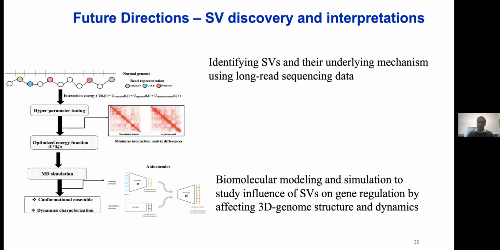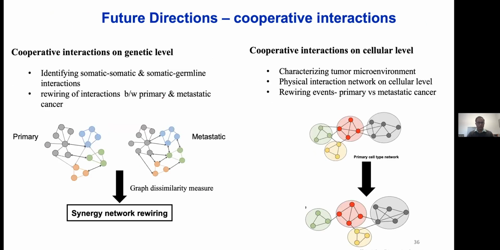And one of the interpretation aspects which we can look at as far as structural variation is concerned is understanding their influence on 3D genome and how it might be influencing gene regulation. And finally, I'd like to build upon this idea of additive effects model to understand in general how cooperativity works in the context of cancer, either looking at the genetic level or in the context of cellular level cooperativity, and how that cooperativity changes as tumor progresses from a primary to a metastatic stage cancer.